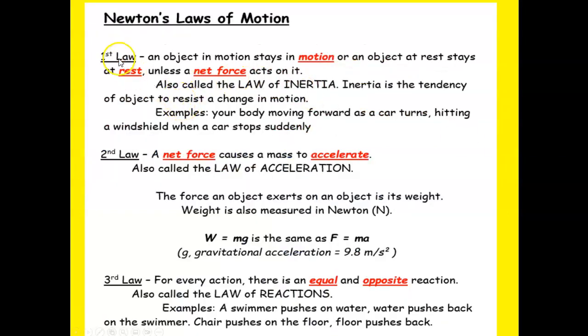So Newton's laws, again, we have Newton's first law, which is every object stays in motion. Any object in motion stays in motion. An object at rest stays at rest unless a net force acts upon it, which is called the law of inertia. Then you have Newton's second law, which is a net force causes mass to accelerate, which is also called the law of acceleration, where the formula is force is equal to mass times acceleration, where we also have weight. And then we have Newton's third law, which is for every action, there is an equal and opposite reaction, which is called the law of reactions.